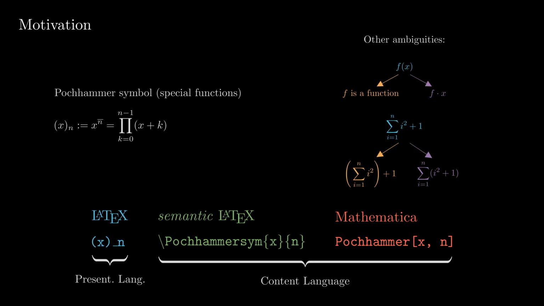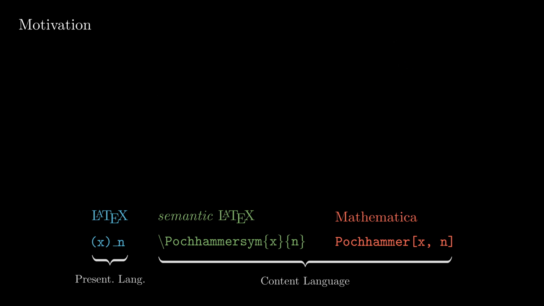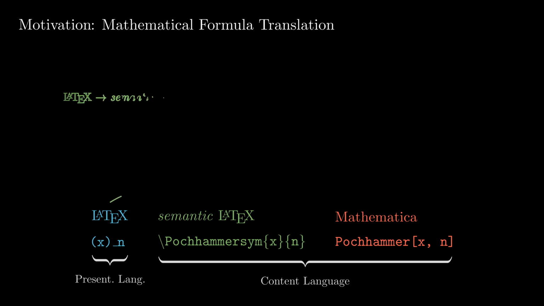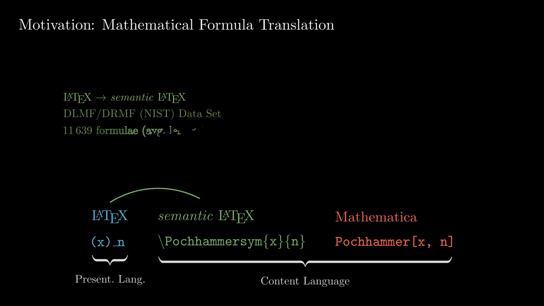We focus on mathematical formula translation from ambiguous presentation languages to unambiguous content languages. Specifically, first we consider the translation from LaTeX to semantic LaTeX. For this we use the DRMF dataset of over 11,000 formulae. Here, the functions are mostly special functions and are relatively complex and have an average length of 145 LaTeX tokens.